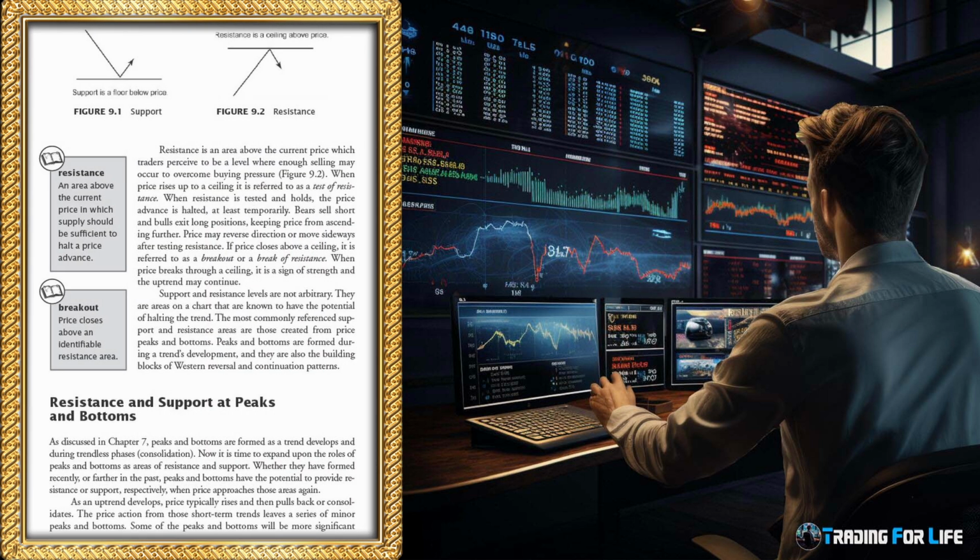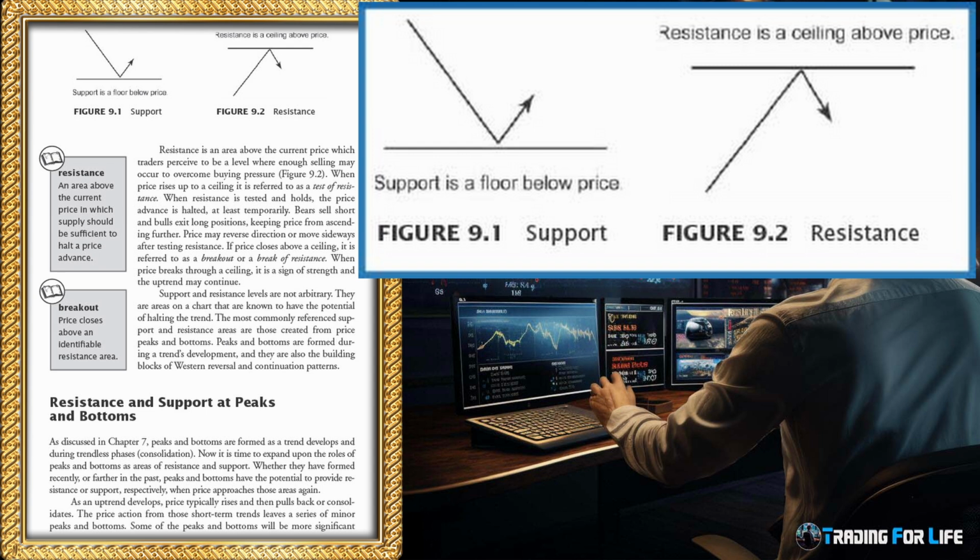Resistance is an area above the current price, which traders perceive to be a level where enough selling may occur to overcome buying pressure. Figure 9.2. When price rises up to a ceiling, it is referred to as a test of resistance. When resistance is tested and holds, the price advance is halted, at least temporarily. Bears sell short, and bulls exit long positions, keeping price from ascending further. Price may reverse direction or move sideways after testing resistance.